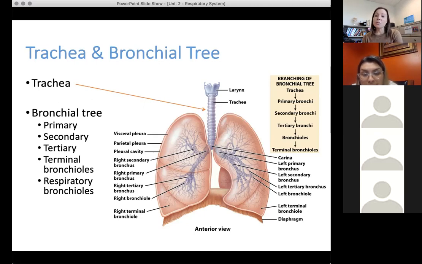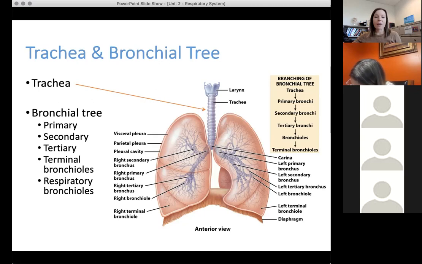So if you do aspirate, that means a solid object goes into your airway. If you aspirate an object, it is more likely to wind up on the right side, in the right primary bronchus, than on the left side, because the opening is wider and a little bit more vertical. So it's easier for that to get lodged down into that one.